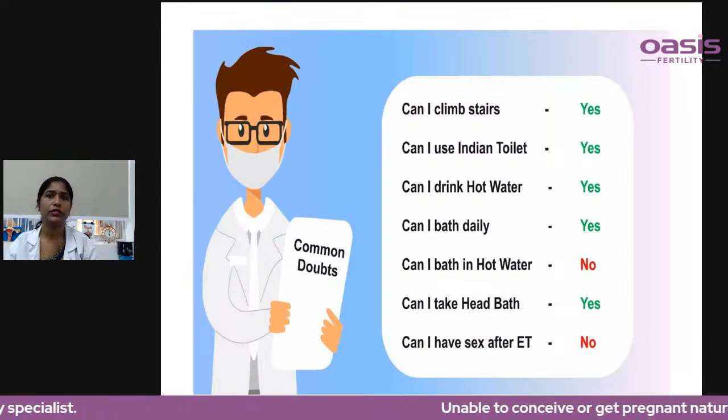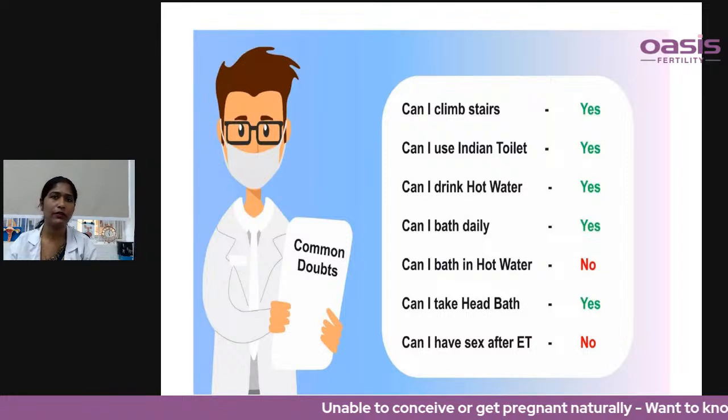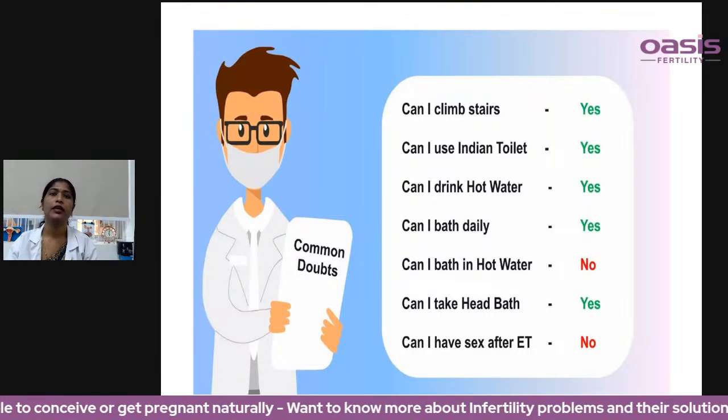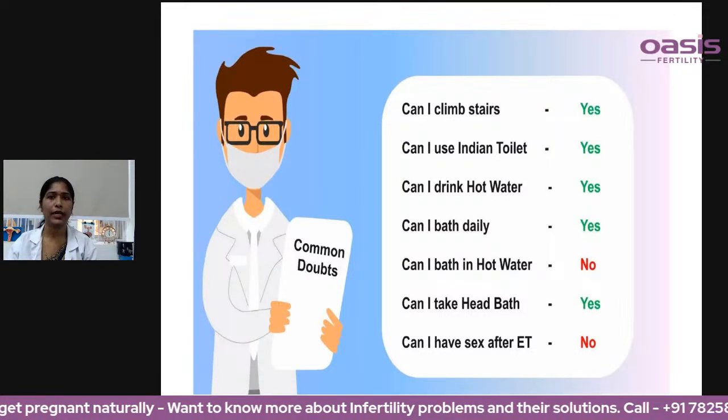And can I use Indian toilet? Yes, because again, Western toilets are not available everywhere. So Indian toilets can be used. Only thing is, while passing stool or urine, you do not have to put a lot of pressure. Can I drink hot water? Yes, you can drink hot water.